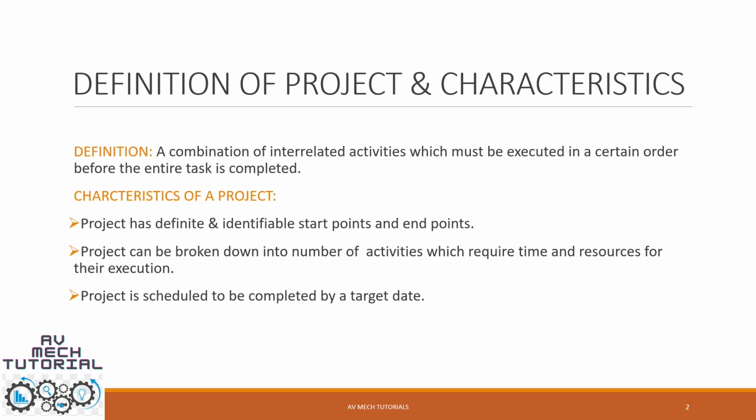A project has definite and identifiable start and end points. Projects can be broken down into a number of activities which require time and resources for the execution. Resources could be in any form, be it machine or man, and a project is scheduled to be completed by a target date. As we know, a project is complex with a time horizon of more than 2 to 3 years. Hence the completion of the project is always subject to some uncertainty and risk. And that is where the project network techniques come into the picture.